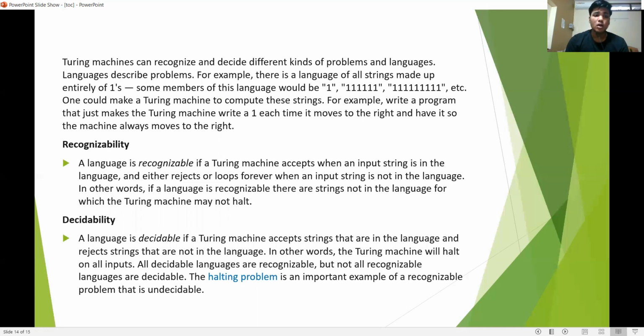Decidability. A language is decidable if a Turing machine accepts strings that are in the language and rejects the strings that are not in the language. In other words, the Turing machine will halt on all inputs. All decidable languages are recognizable, but not all recognizable languages are decidable. The halting problem is an important example of a recognizable problem that is undecidable.